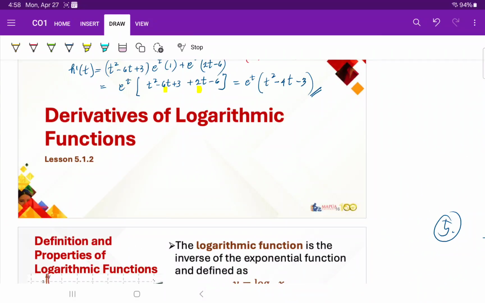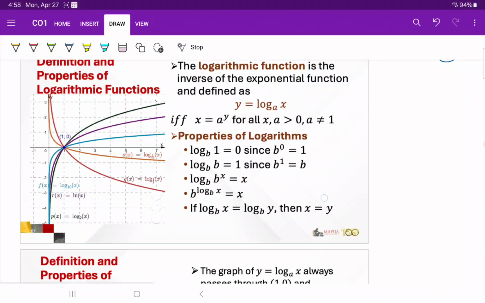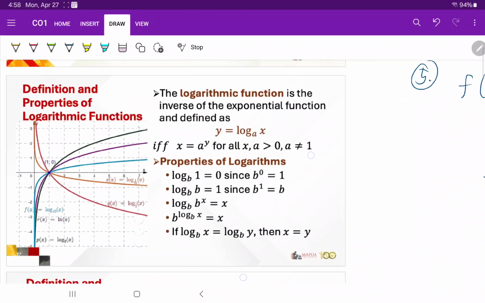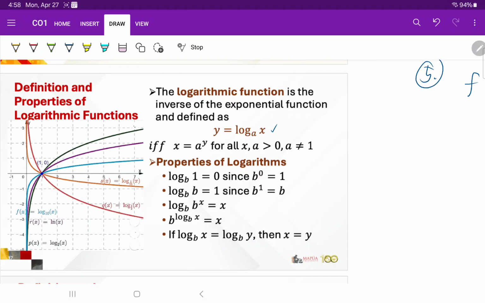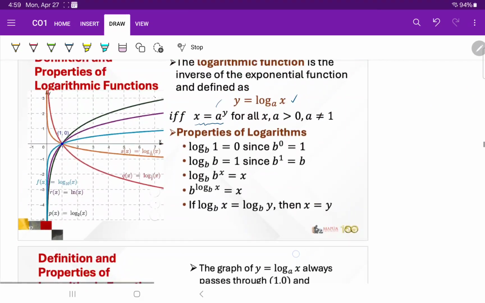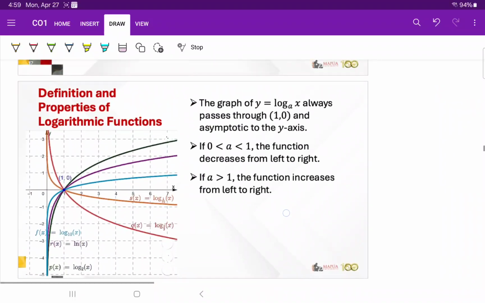Now we have the derivative of logarithmic function. So what this meant by, so we learned this in algebra, that when we say logarithmic, it's the inverse of exponential. So y is equal to the log of x to the base a is the logarithmic form. And it's true if x equals a to the y. This is the exponential form. Alright? Then these are the graphs of those of the logarithmic function. And this is the definition.